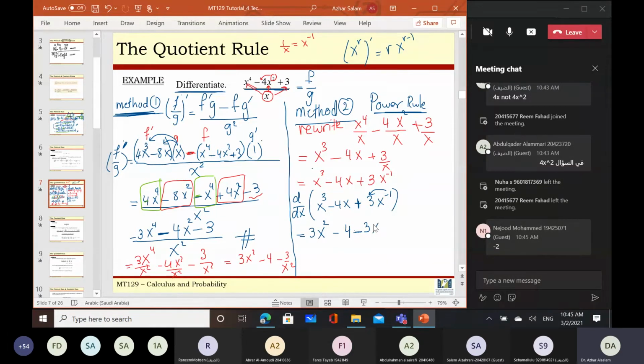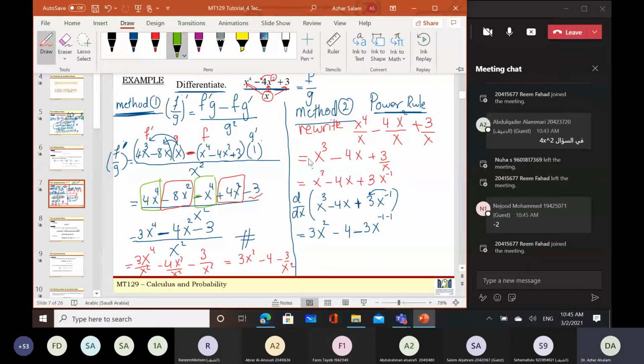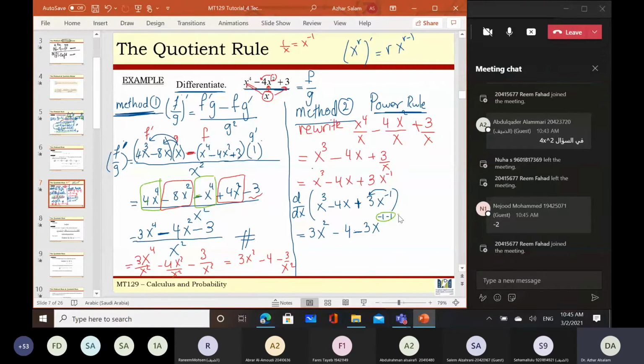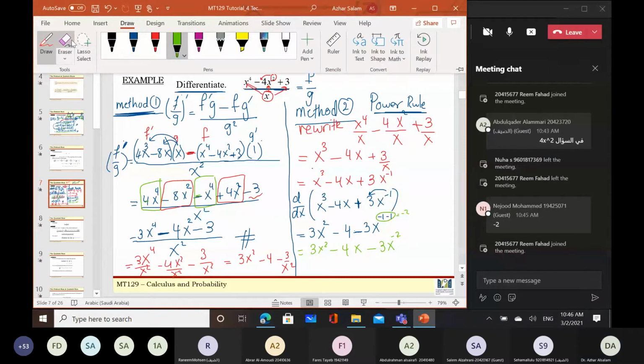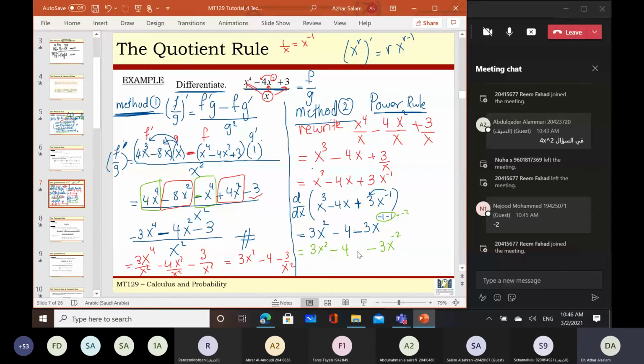But here x أس minus 1 minus 1. Okay, أطرح واحد من الأس. Minus 1 minus 1. Yes, it will be minus 2. So I will replace this with minus 2. So it will be 3x squared minus 4x minus 3x to the power minus 2. Okay? No x here. There is no x in the middle.